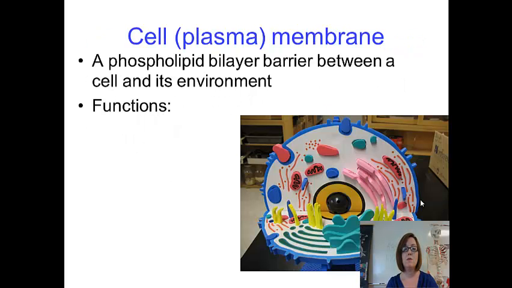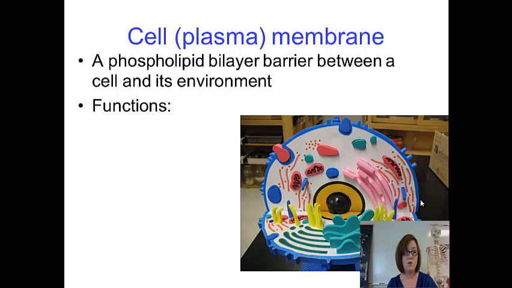So now I want to spend some time talking about the cell membrane specifically. We've been talking about phospholipid bilayers in general, but I want to specifically talk about the cell membrane. The cell membrane, also known as the plasma membrane, is a phospholipid bilayer barrier between a cell and its environment. And this cell membrane has many functions.